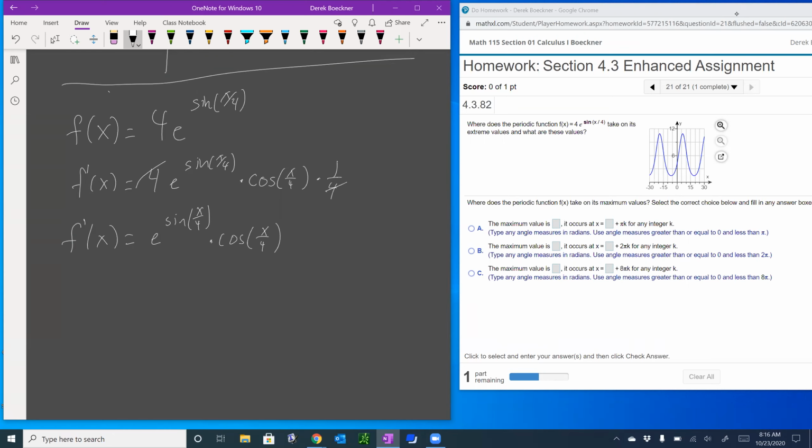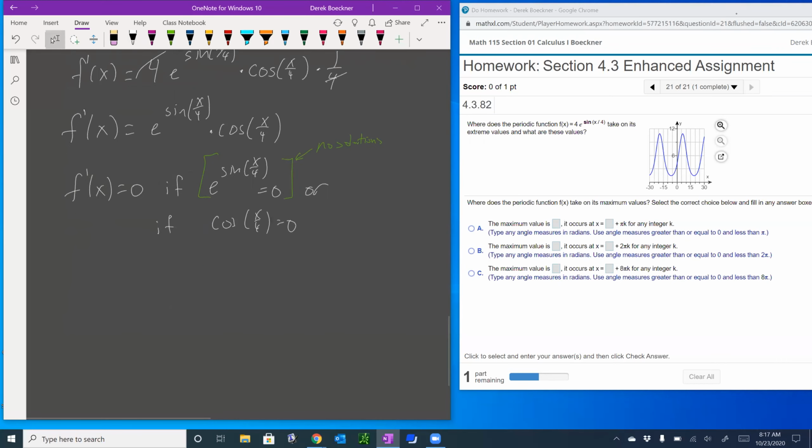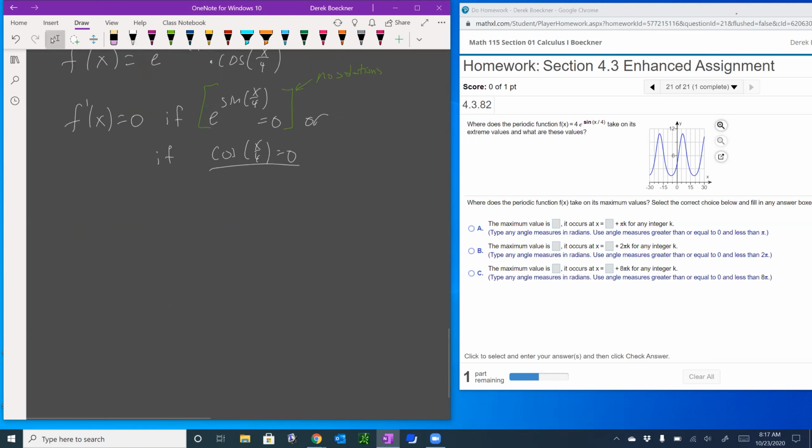And it's going to be 0 if e to the sine of x over 4 equals 0, or if cosine of x over 4 equals 0. This one, e to something, no matter what that thing is, is never 0, right? So this has no solutions. This one, we do have solutions.